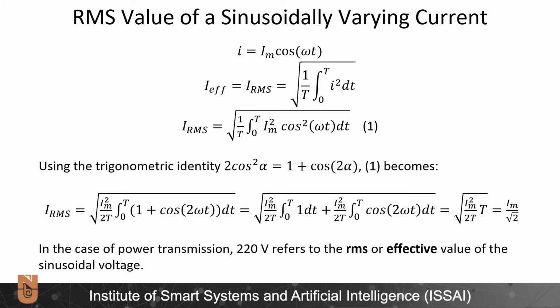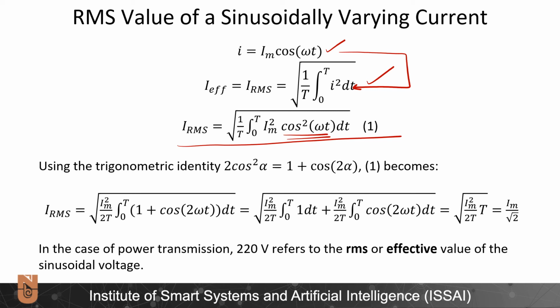Let us find the RMS value of a sinusoidally varying current. The current is given by i is equal to Im times cosine omega t. And in the previous slide, we found the effective or RMS value of the current as this expression shown here. If I take this current and plug into this expression, I end up with equation number 1. Here I need to take an integral, and I have a slight problem because I don't know how to take the integral of cosine squared omega t.